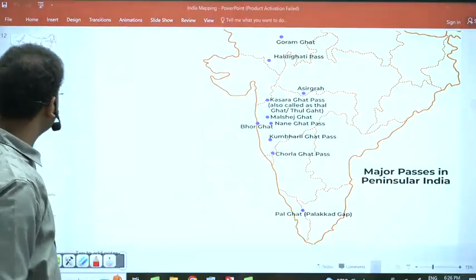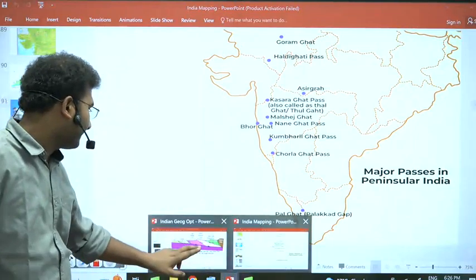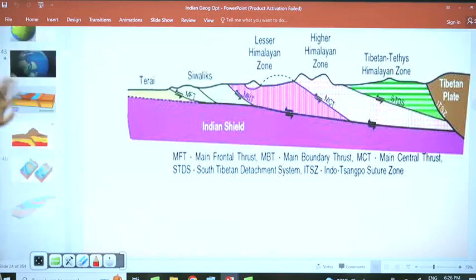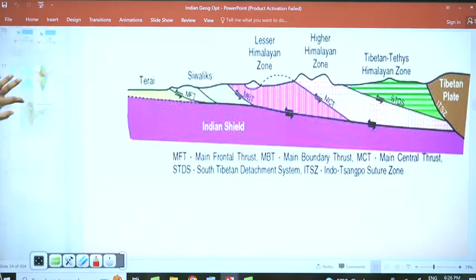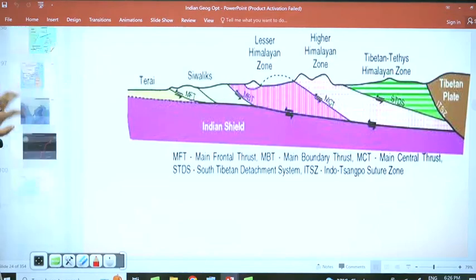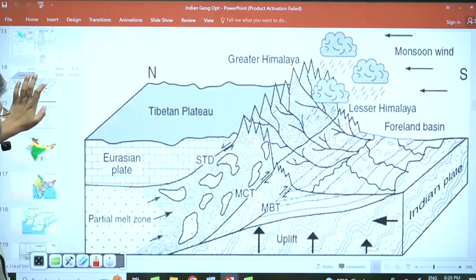Here we'll first go towards the formations of the physiography. So quickly let's go back to the physiography map as well. Just a minute.